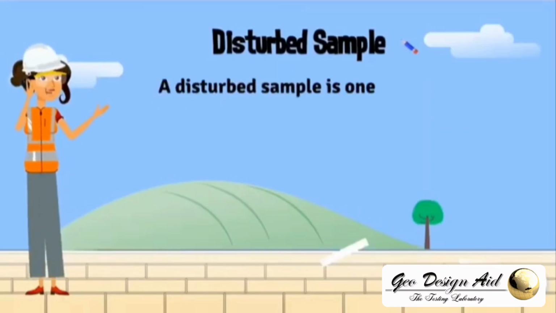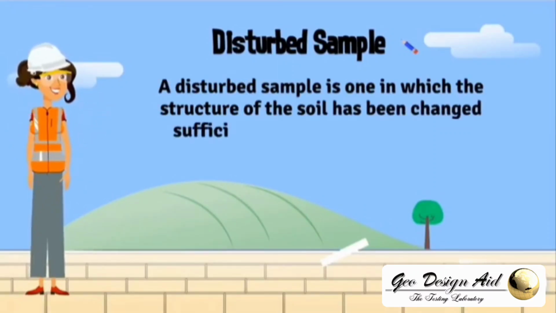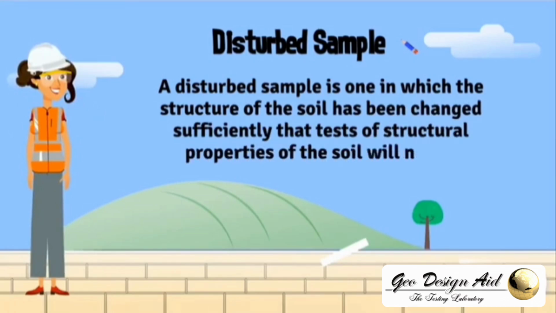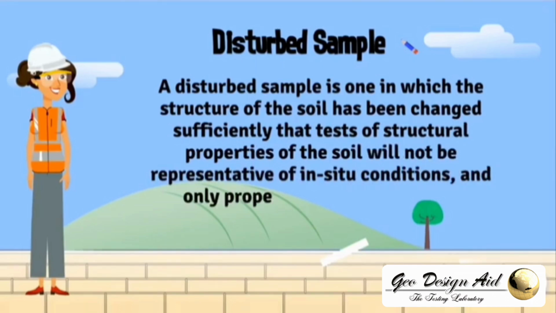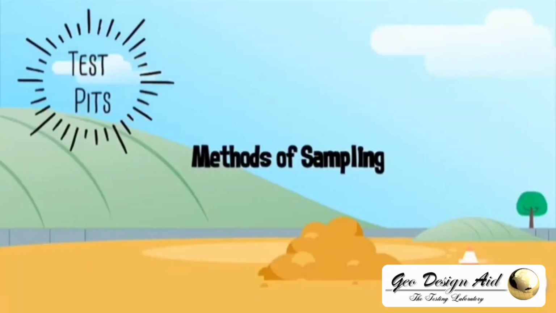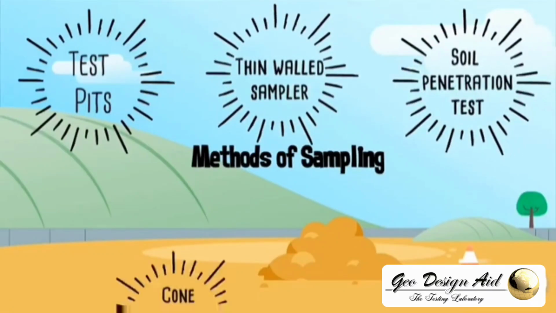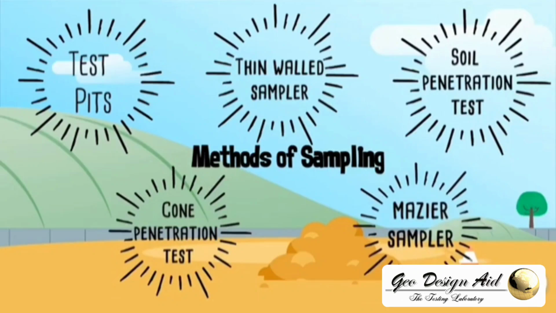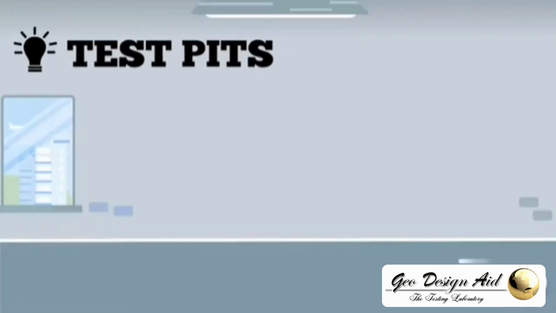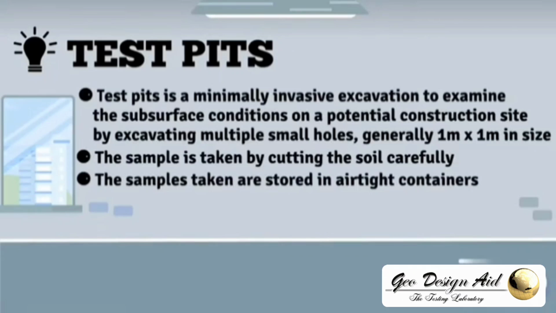A disturbed sample is one in which the structure of the soil has been changed sufficiently that tests of the structural properties of the soil will not be representative of in situ condition, only properties of the soil grains. There are 5 methods of sampling: test pits, thin wall sampler, standard penetration test, cone penetration test, and laser sampler. These are the definitions of test pits.